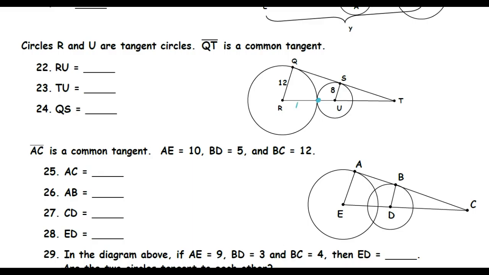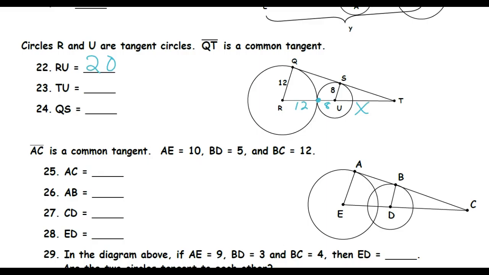It's 20, because R to this point is 12. It's a radius. A radius is a radius throughout the whole circle. And this one is 8. So we already know RU using the fact of segment addition. Honestly, that's what we're using. Segment addition and radius. Okay. Next one. We need to find TU. So let's call it X.